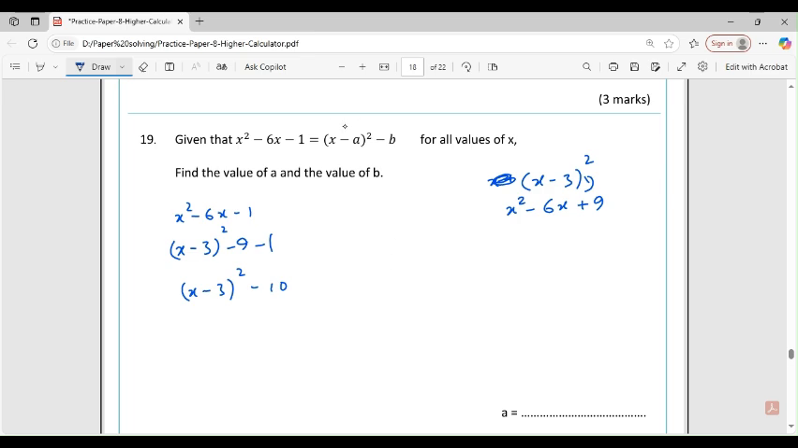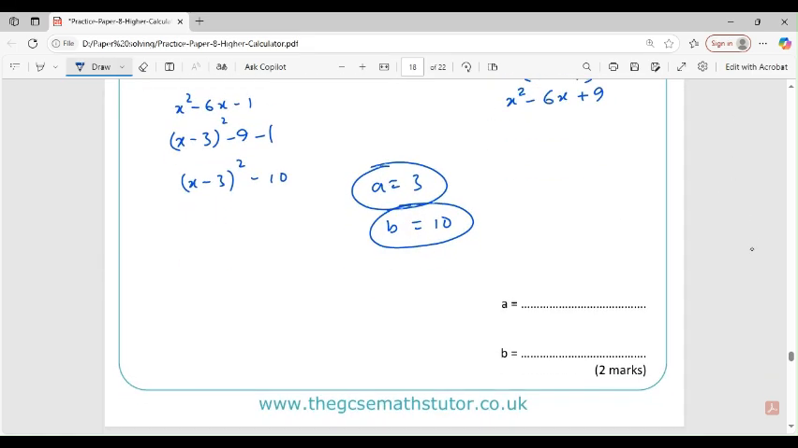Now we need to find out the value of a. The value of a is equal to 3, and the value of b is going to be 10. This is going to be the answer for this question, and this can be solved using completing the square.